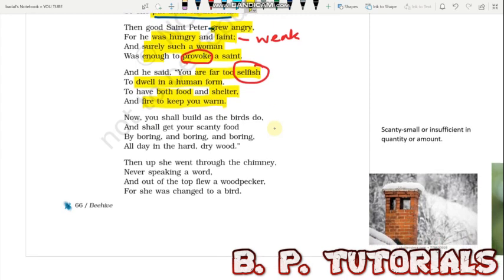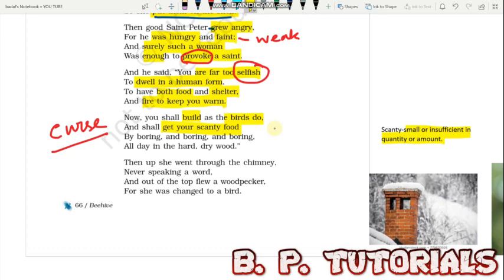Now you shall build as the birds do. There was a curse. Here goes the curse actually. There is the curse of Saint Peter on the woman. Saint Peter tells that you shall build as the birds do. You have to build everything as the birds do. And shall get your scanty food. What is scanty? Small or insufficient quantity or amount. She'll never get food in abundance. She'll get food in scanty amount.